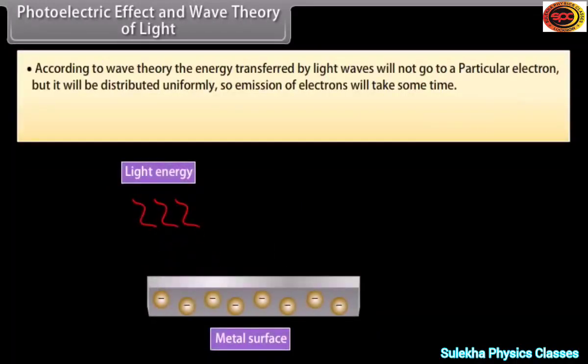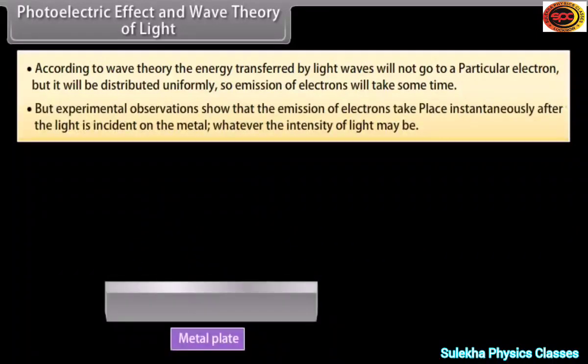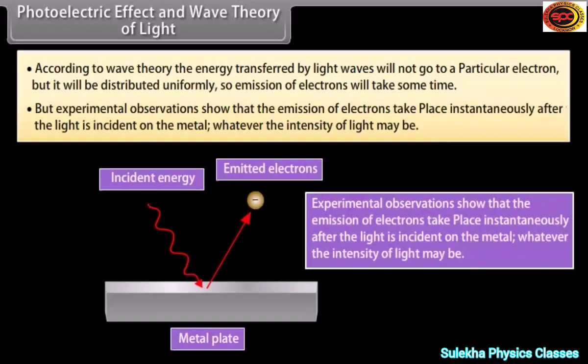According to wave theory, the energy transferred by light waves will not go to a particular electron, but it will be distributed uniformly, so emission of electrons will take some time. But experimental observations show that the emission of electrons takes place instantaneously after the light is incident on the metal, whatever the intensity of light may be.